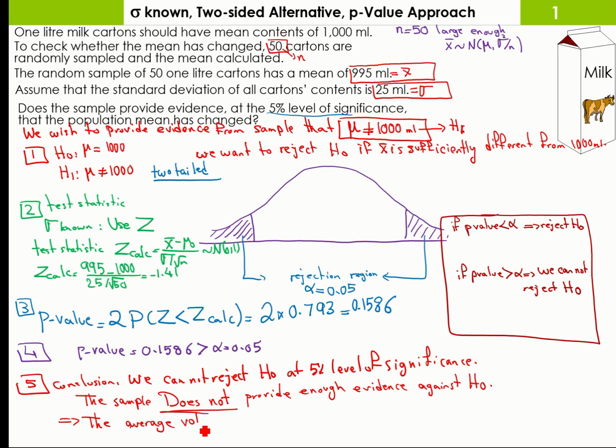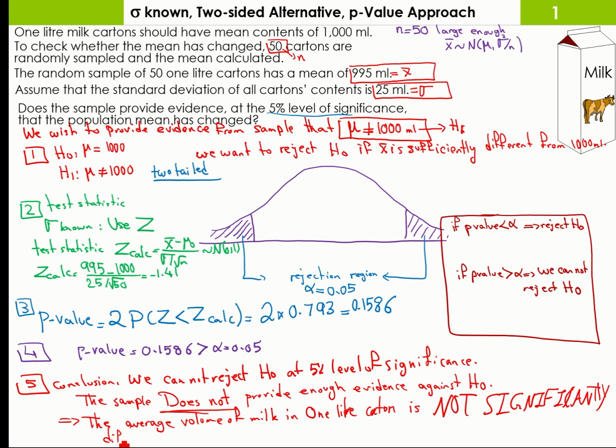So it tells us that the average volume of milk in 1 liter carton is not significantly different from 1000 milliliters. So we cannot reject mu equals to 1000 milliliters.